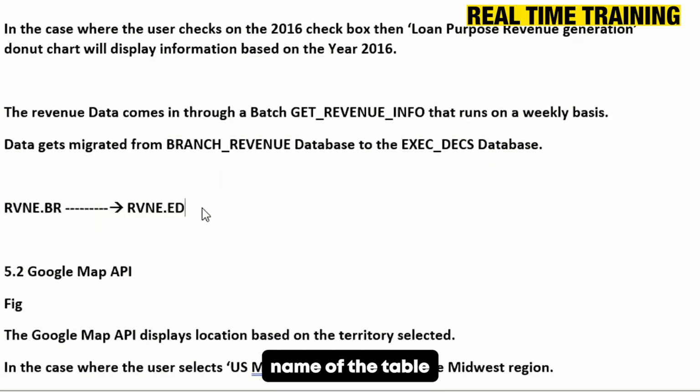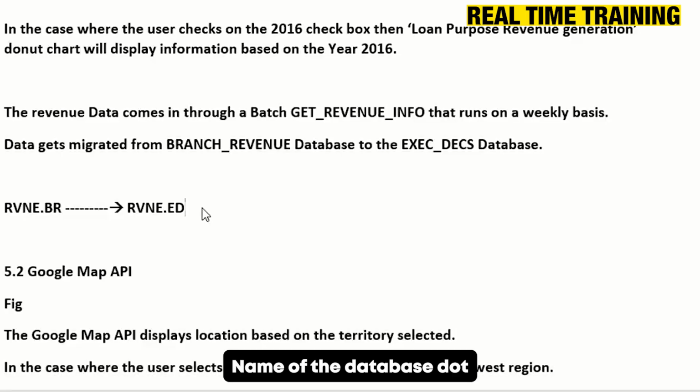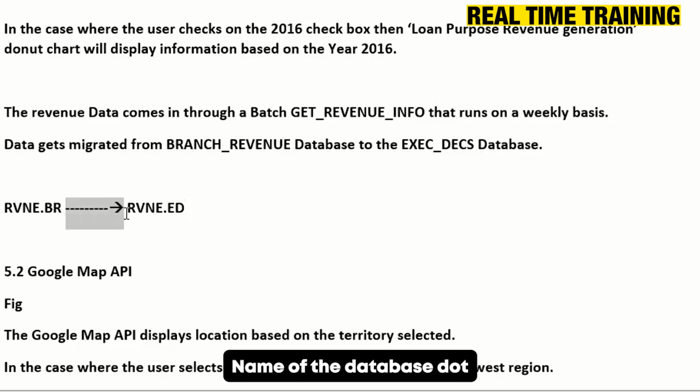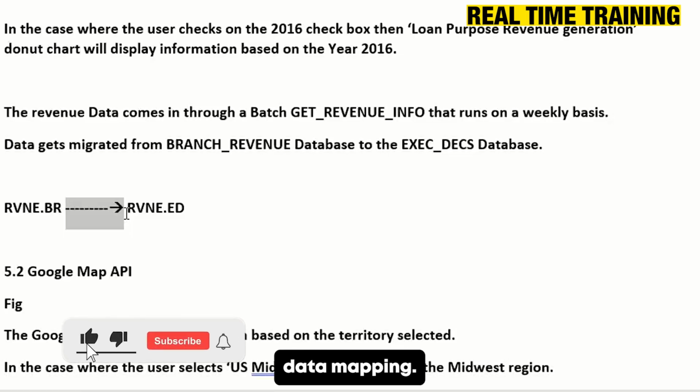Name of the table dot name of the column, or you could also do it this way: name of the database dot name of the table dot name of the column to name of the database dot name of the table to name of the column. Exactly which point is the data coming from and exactly which point it is going to. That is called data mapping.